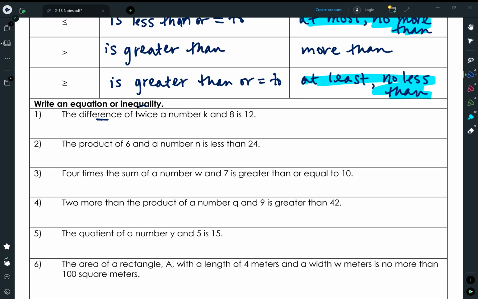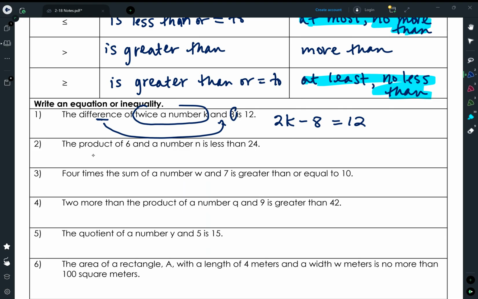So it says twice a number k and 8. So what that means is twice a number k minus 8. That's how we need to write that. So twice means times 2. So I'm going to write 2k minus 8. Again, difference means minus, and the "of" tells me what I'm going to subtract is coming up. The "and" is where it's going. And then at the end it says is 12.